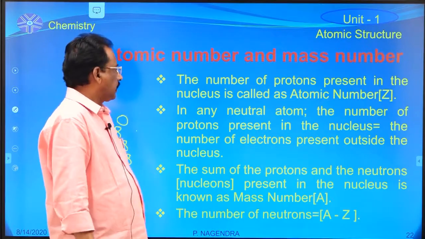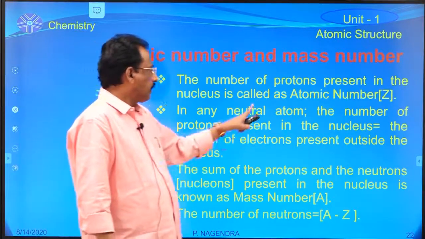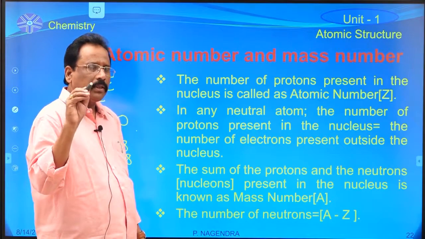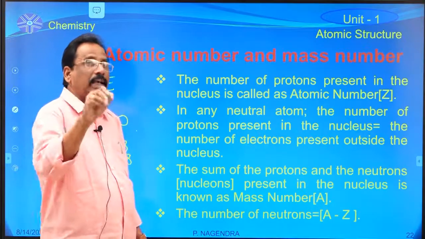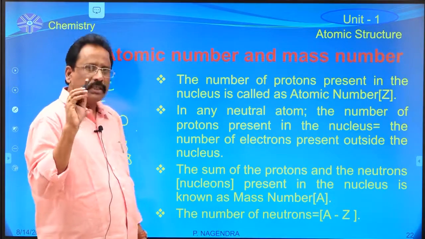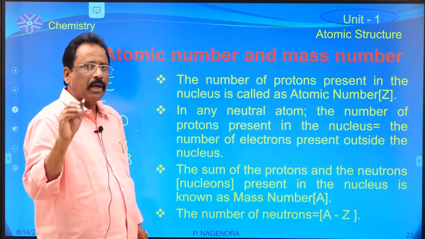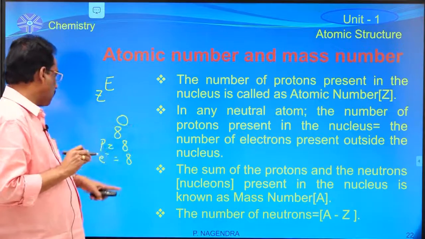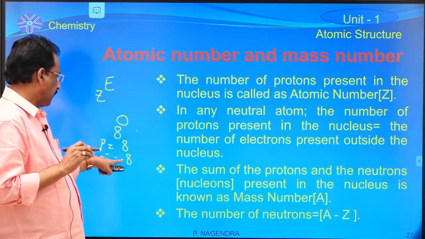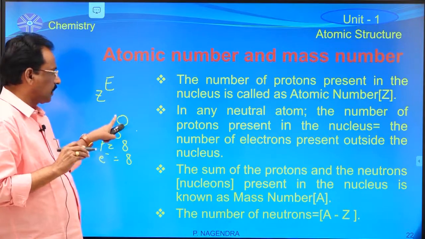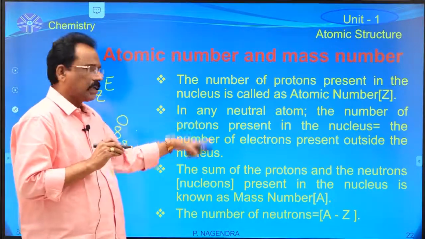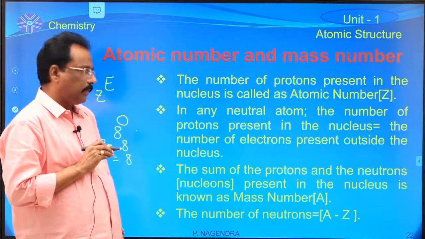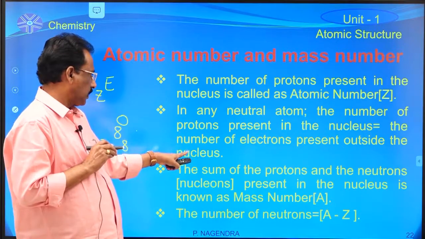So, according to Moseley, the atomic number Z is equal to the number of protons present in the nucleus. If it is a neutral atom, the same atomic number Z is also equal to the number of electrons present outside the nucleus. That's why in this representation there are 8 protons and 8 electrons. That's why this atom's charge is 0. So see here also, in any neutral atom, the number of protons present in the nucleus should be equal to the number of electrons present outside the nucleus.